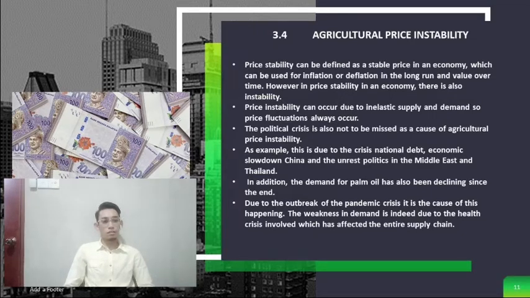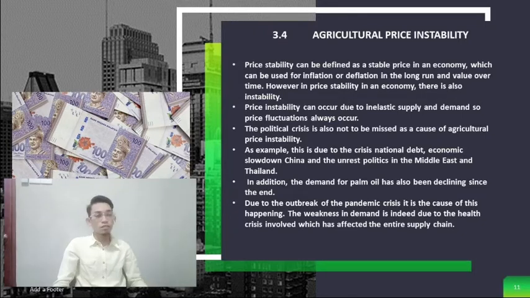Other than that, the bigger reason is that the political crisis also causes agriculture price instability. As examples, this is due to the crisis of national debt, economic slowdown in China, and the unrest politics in the Middle East and Thailand. According to the reports from IRSG, the total global stock of natural rubber turned to a level of 2.09 million tons in September 2013, an increase of 13.5%, from 1.84 million tons for some period in 2012.